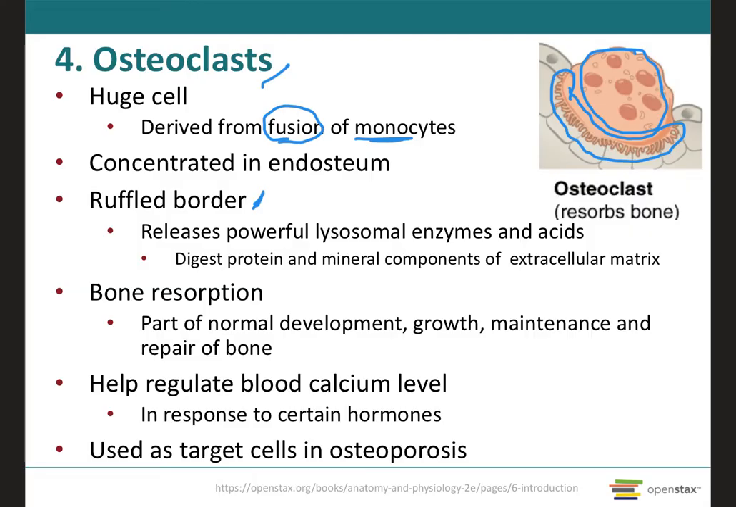Osteoclasts help to regulate bone calcium level in response to certain hormones. We will talk about this regulation when we cover calcium homeostasis on our last learning outcome of this module. These cells are also the target cells for drug therapy used to treat osteoporosis. As you can imagine, these cells are the ones responsible for the excess chewing of the bone in individuals that present with this disease, which is a weakening of the bone tissue.